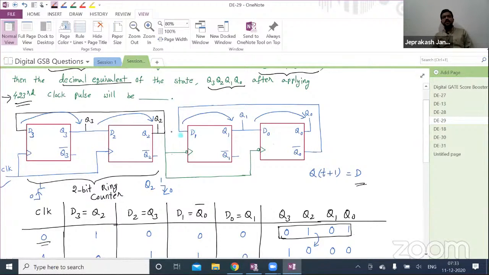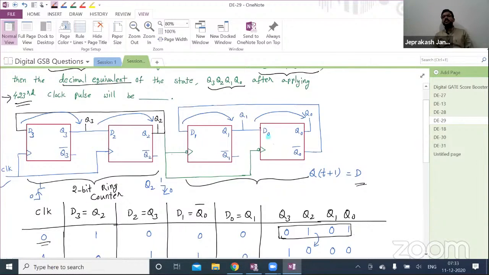Okay. Now if you observe this part, here you have two D flip-flops. The clock signal is the same for these two flip-flops. Okay. And in this case, Q0 bar we are giving as the serial input.